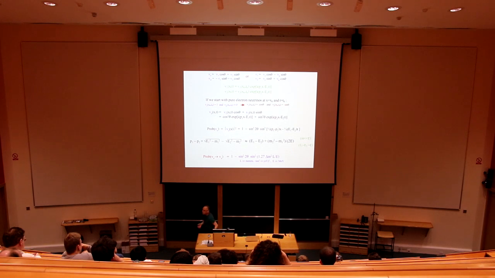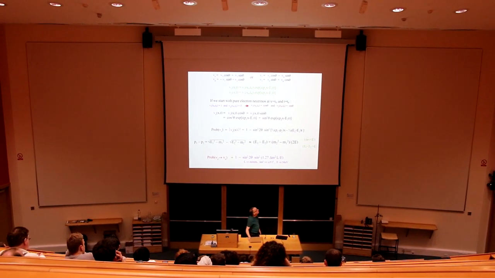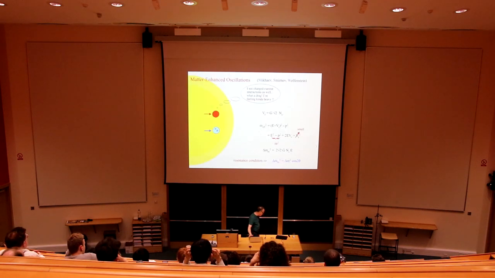So that would be what you might think explains the solar neutrino problem. We now know, in fact, that this is definitely not what's going on. But something close to it is going on. There is an additional thing that happens in the sun.